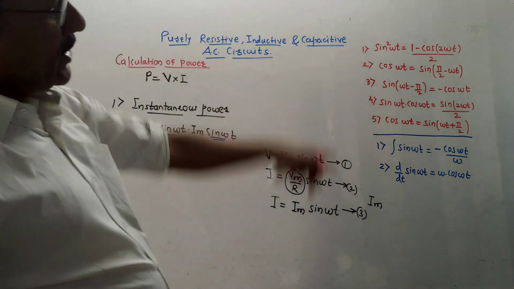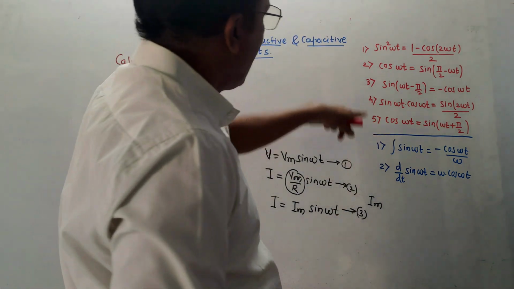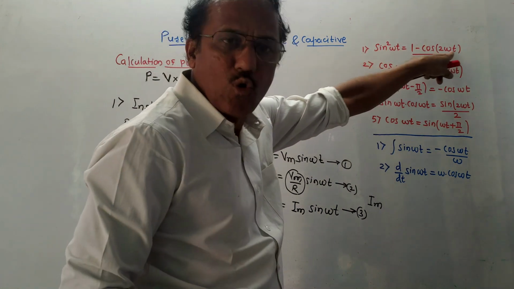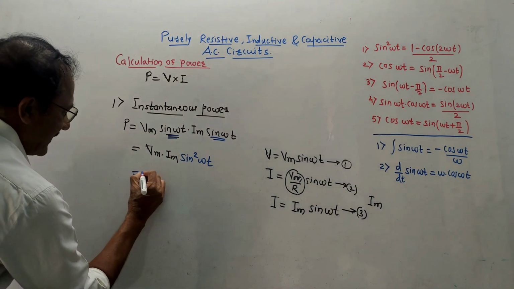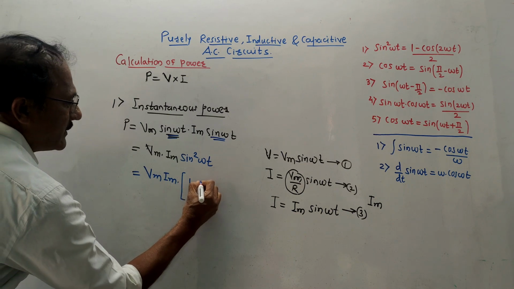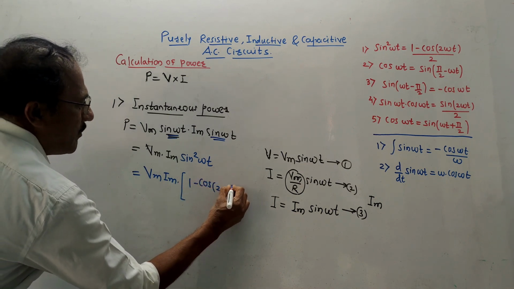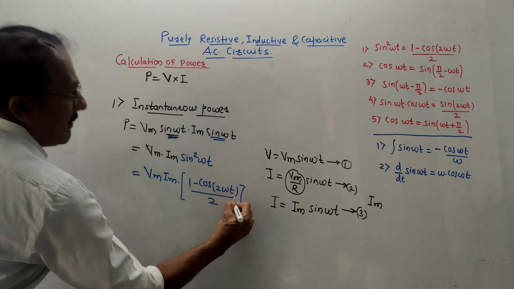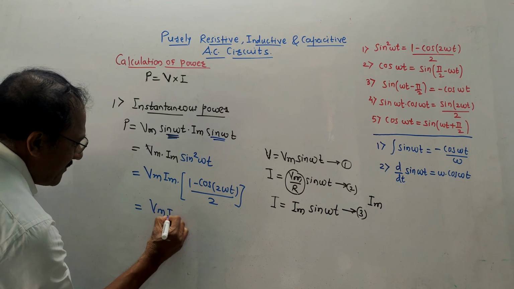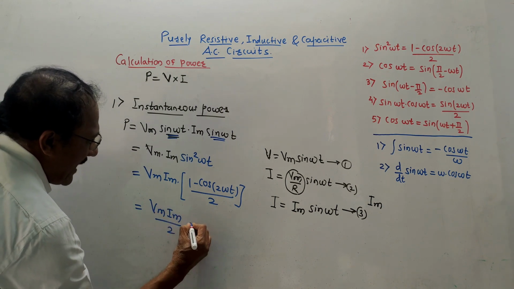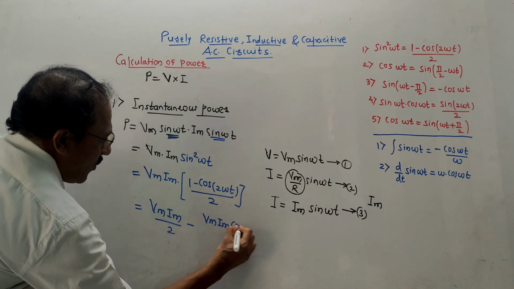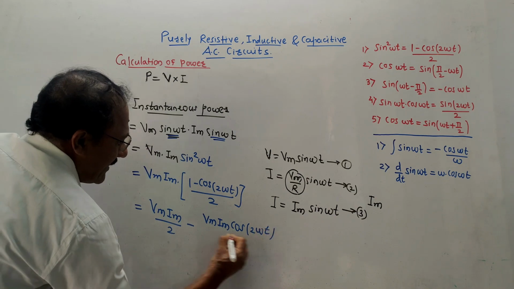Now I have made a list of trigonometric identities. Only these identities are required. Look at the first identity: sine square omega t is expressed as 1 minus cos 2 omega t upon 2. So I will write the next step as Vm Im into 1 minus cos 2 omega t upon 2. I am making use of the first identity. It can be written as Vm Im upon 2 minus Vm Im cos 2 omega t upon 2.